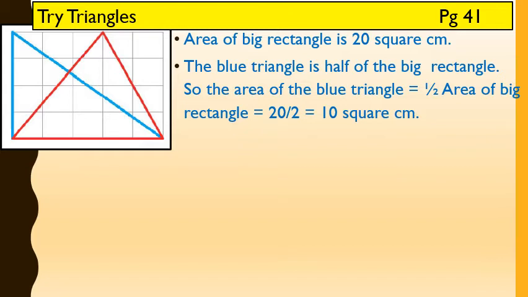2 triangles are given, one blue and the other red. The blue triangle is half of the big rectangle. So the area of the blue triangle is half the area of the big rectangle, that is half of 20, that is 10 square centimeter. So the area of the blue triangle is 10 square centimeter.